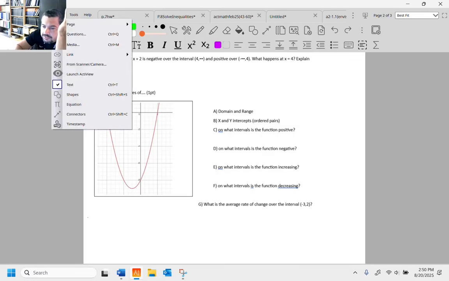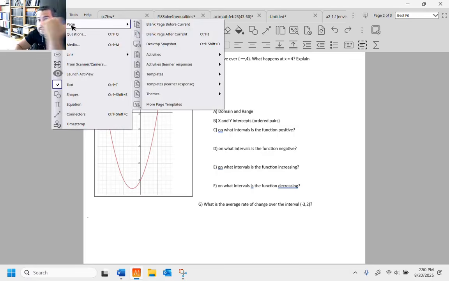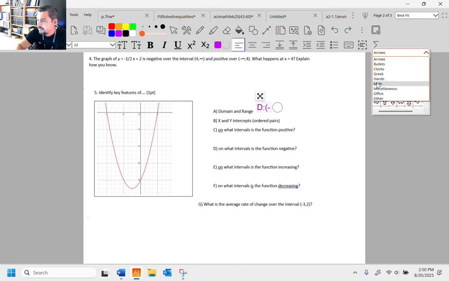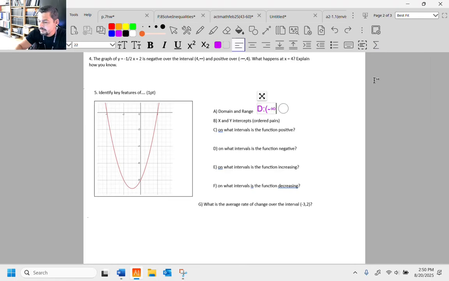Now its domain, it's a parabola. It runs left forever and it runs right forever. So its domain is going to be -infinity to infinity. That's easy peasy. So domain, D for domain: -infinity, where's that infinity symbol at? There it is, to positive infinity.